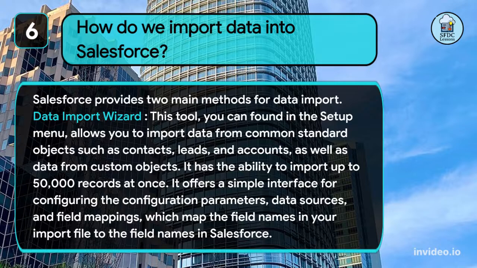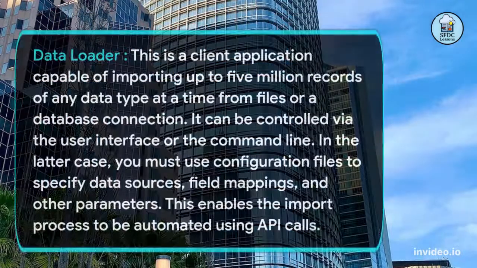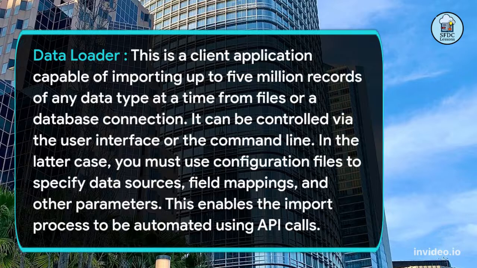It offers a simple interface for configuring parameters, data sources, and field mappings, which map the field names in your import file to the field names in Salesforce. Data Loader. This is a client application capable of importing up to 5 million records of any data type at a time from files or a database connection. It can be controlled via the user interface or the command line. In the latter case, you must use configuration files to specify data sources, field mappings, and other parameters. This enables the import process to be automated using API calls.